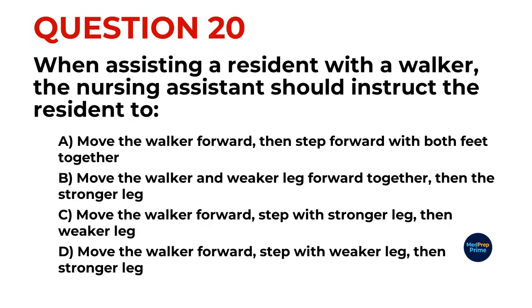When assisting a resident with a walker, the nursing assistant should instruct the resident to: Option A, move the walker forward, then step forward with both feet together. Option B, move the walker and weaker leg forward together, then the stronger leg. Option C, move the walker forward, step with stronger leg, then weaker leg. Option D, move the walker forward, step with weaker leg, then stronger leg.